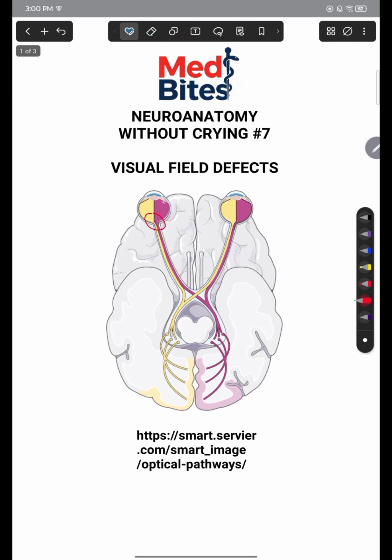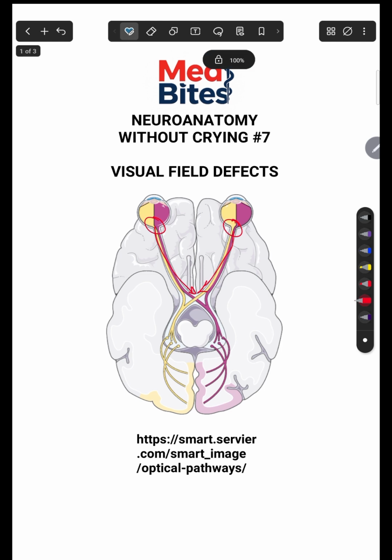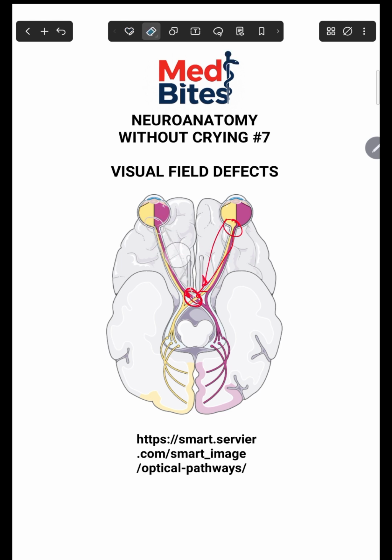The retina is where the optic nerves are. The optic nerves meet at the optic chiasm, and the nasal fibers only cross. So this is the nasal fibers. Let me clear it out for you guys. These are the nasal fibers, and these are the ones that cross, whereas the temporal ones do not cross. Then we form the optic tracts, which is this.